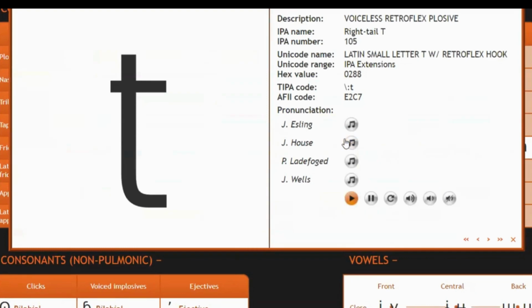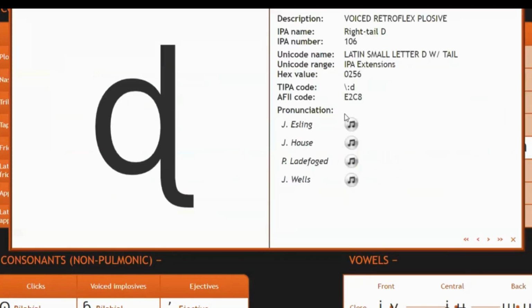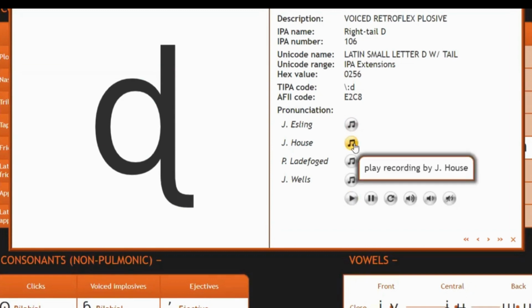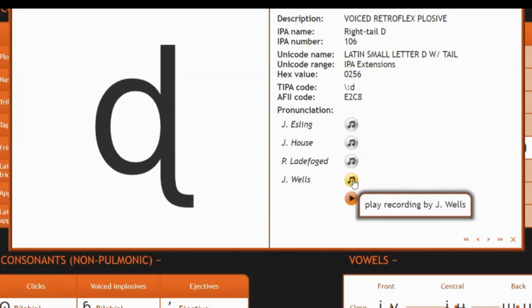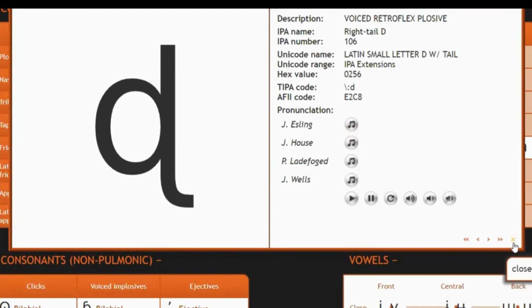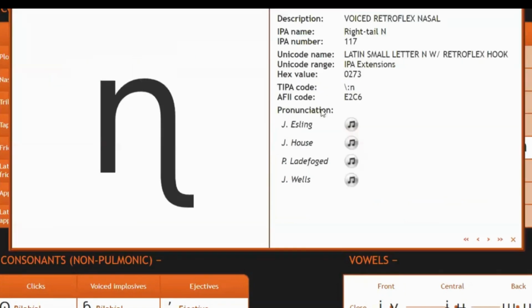Ta, ta. So we can hear that that sounds aspirated. Then the voiced. Da, da, da. We have the nasal retroflex.